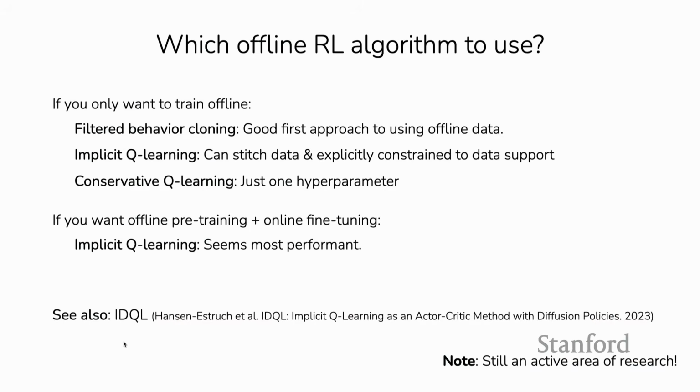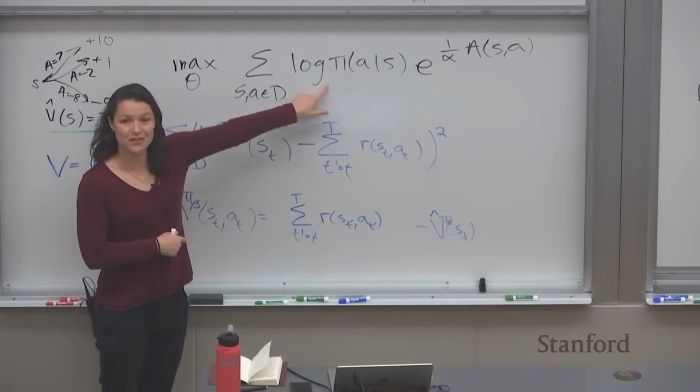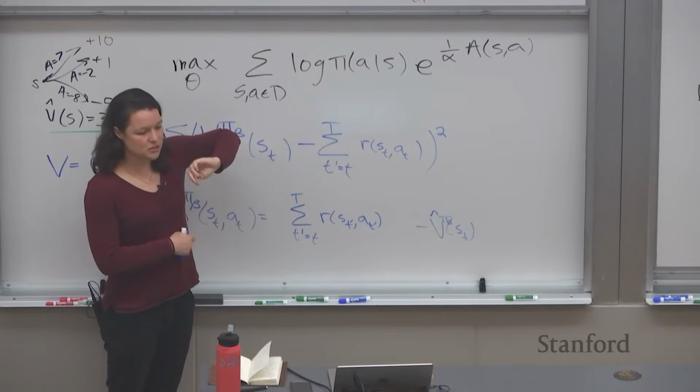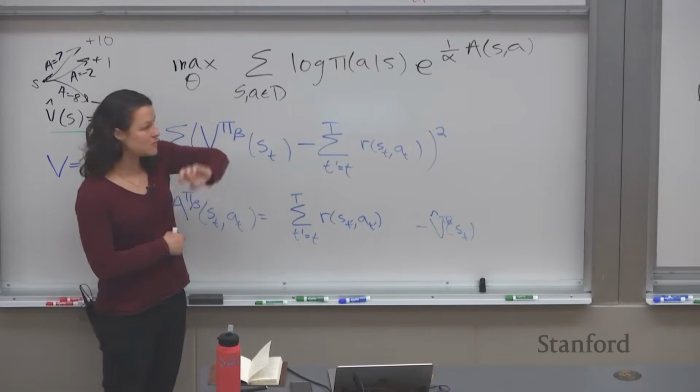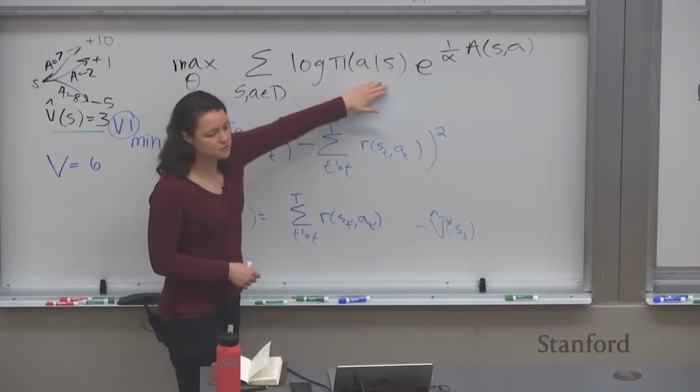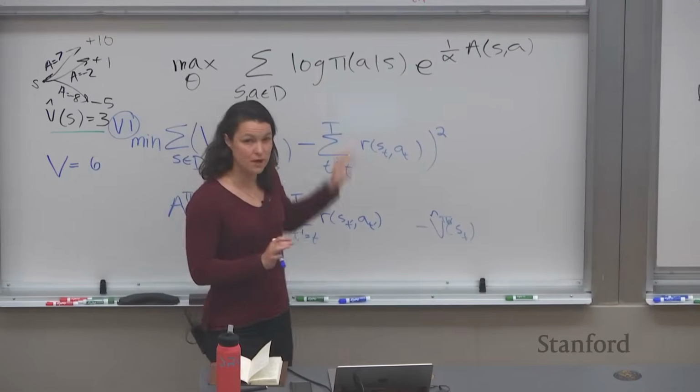There's also a variant of IQL called IDQL that uses diffusion policies for your policy class right here. And it also works quite well. And so if you're interested in diving more into IQL-like algorithms, I would encourage you to check out IDQL. Beyond using diffusion, it is also a bit different in terms of how this update is done.